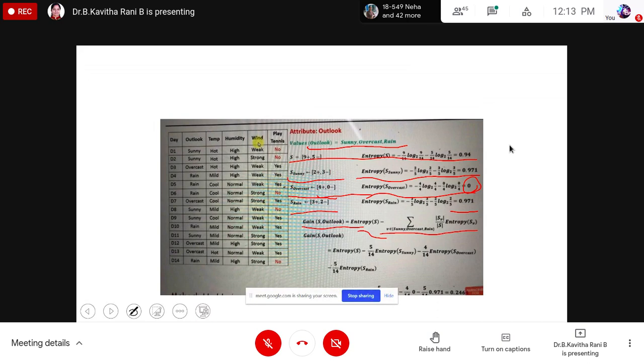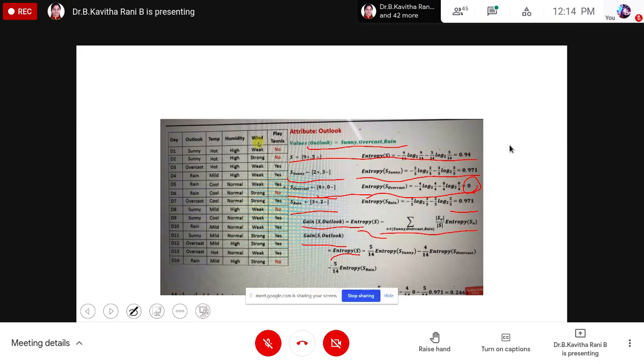Now for the individual attributes, the gain value is entropy of S minus 5 by 14. What is the 5 by 14? It is the value for sunny. How many sunnies are there? 5 sunnies, divided by the total number of rows, 14.